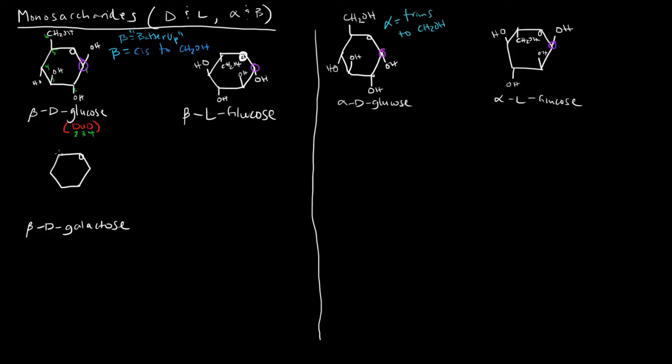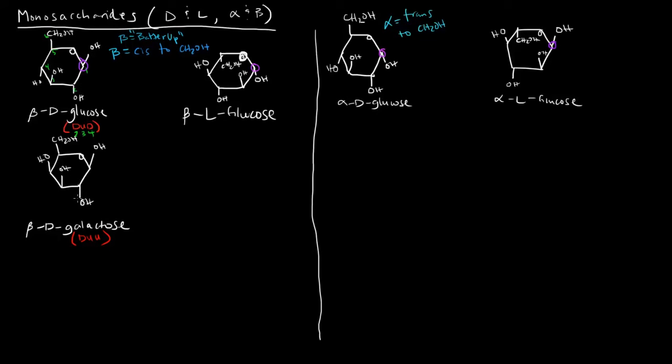So beta D galactose, it's D, so the CH2OH is going to go up, but now it's not going to be a milk dud. For this one, it's DUU. Again, carbons 2, 3, and 4, so it's going to go down, up, up. Those are where the OHs go. Now it's beta, so it's going to go up and be on the same side as the CH2OH. So this is beta D galactose.